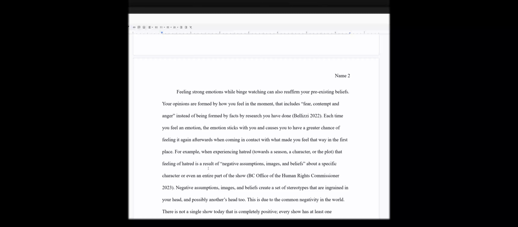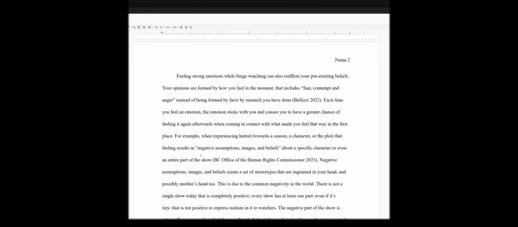that feeling results in negative assumptions, images, and beliefs about a specific character or part of the show. Citation. Negative assumptions. Let's get rid of images and belief. Create stereotypes. Ingrained stereotypes.